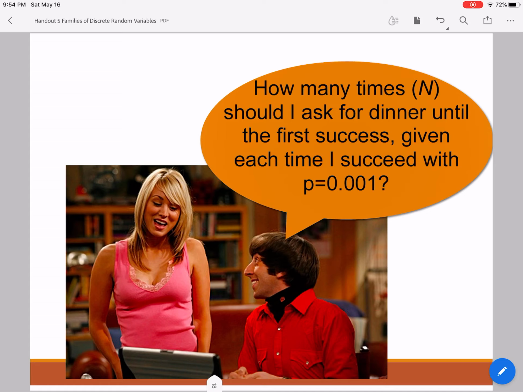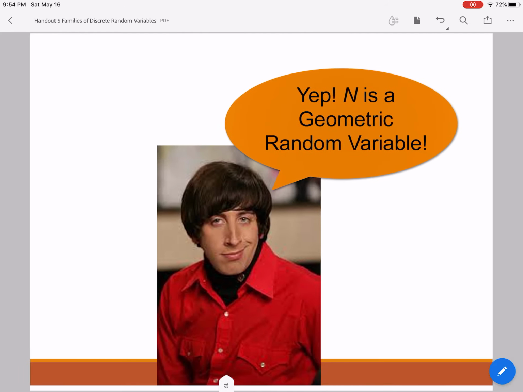How many times n should I ask for dinner until the very first success, given each time I succeed with probability 0.001? N is definitely going to be a random variable. Pause your video here and think about which discrete random variable family you would recommend Howard to model the situation. Once you're ready, you can unpause your video and I'm going to show you what Howard has found.